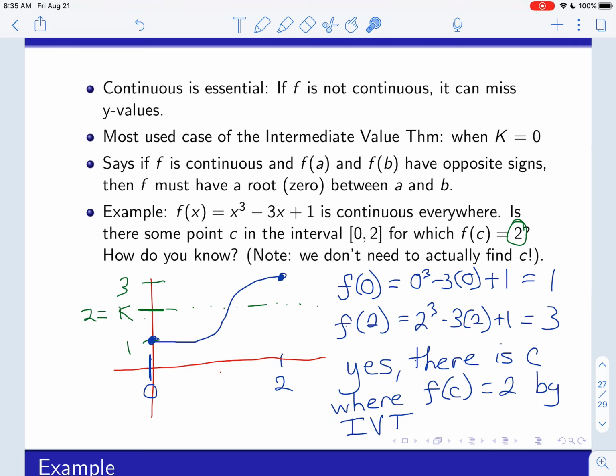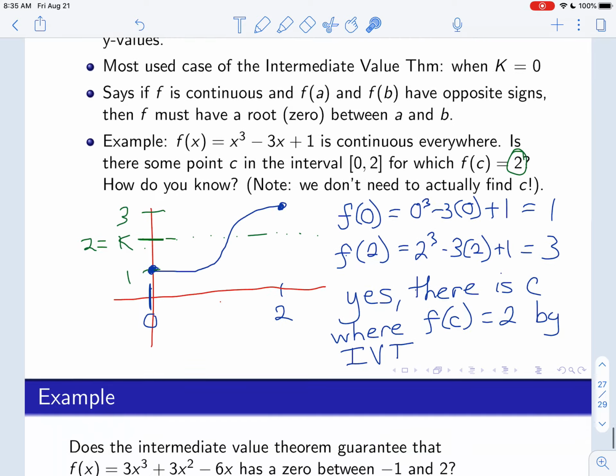All right, now in this class, we are not at all interested in finding the point. I just want you to see that one of the things that continuity helps us do is to know ahead of time, without doing a lot of hard calculations, whether or not we can find these c's, right? All we did was we plugged in 0 and we plugged in 2. And we said, okay, so if the x's go from 0 to 2, then the y's are going from 1 to 3. And since 2 is in between 1 and 3, then I have to cross 2. So yes, there's some point whose y value is 2. I don't know where it is, but I know that there is one.